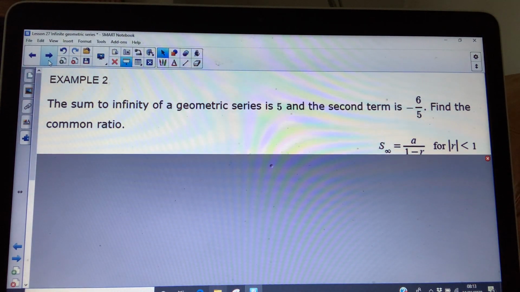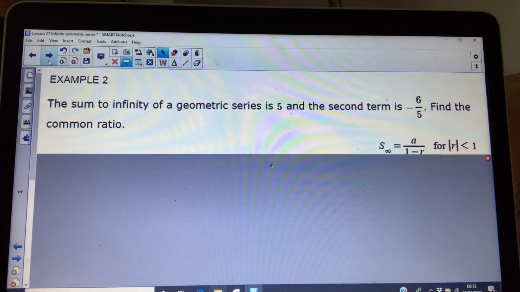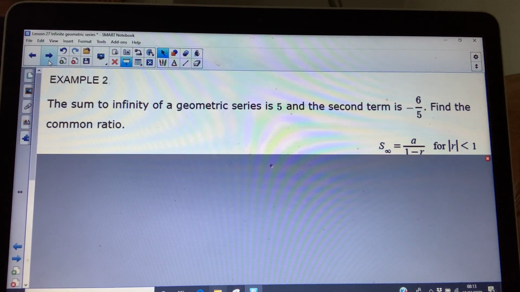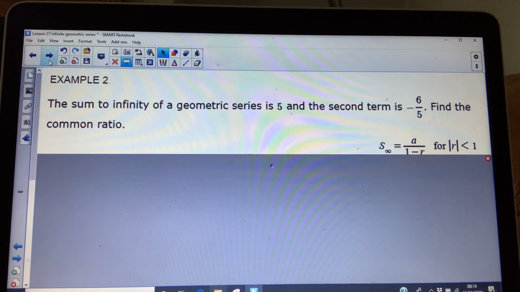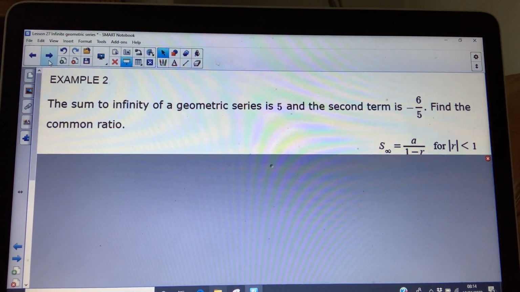Okay, example 2. We're going to find the sum to infinity of a geometric series. The sum to infinity of a geometric series is 5, and its second term is minus 6 over 5. Find the common ratio. So it's not asking for the first term, which of course you would then be able to find. So it's going to be an algebra-based question.